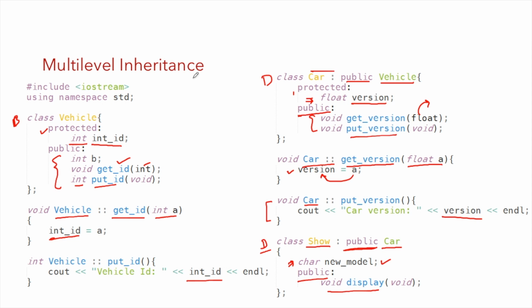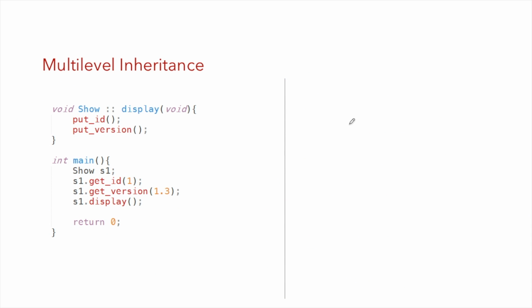So what is happening in this program is we have one base class vehicle, and then it is being inherited to the class car, and then car is being inherited by the new class show. All the members of vehicle will be inherited to car, and all the members from vehicle and car via class car will be inherited to your class show. So this is multi-level inheritance.